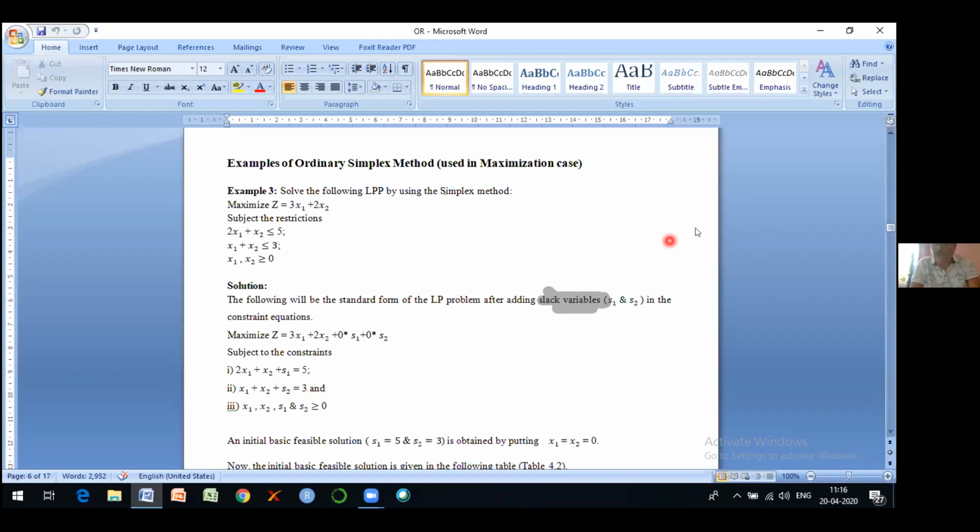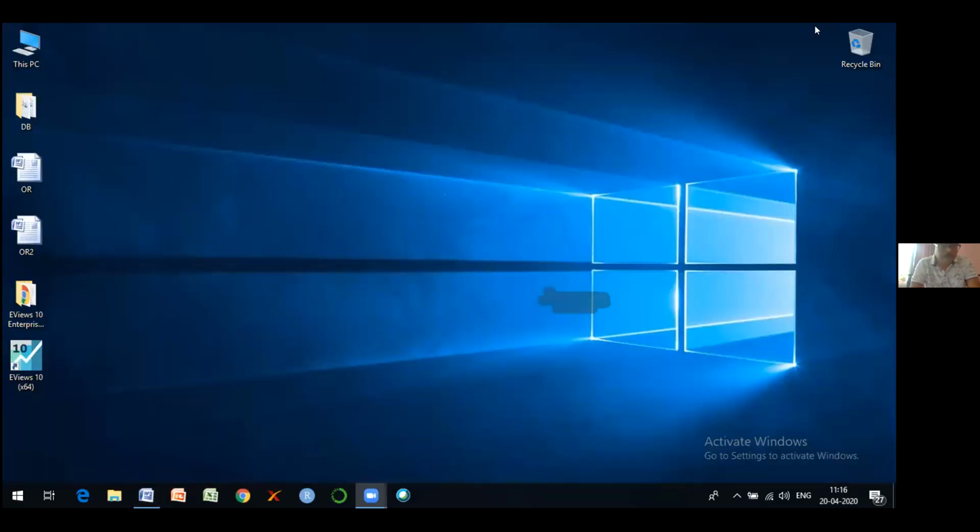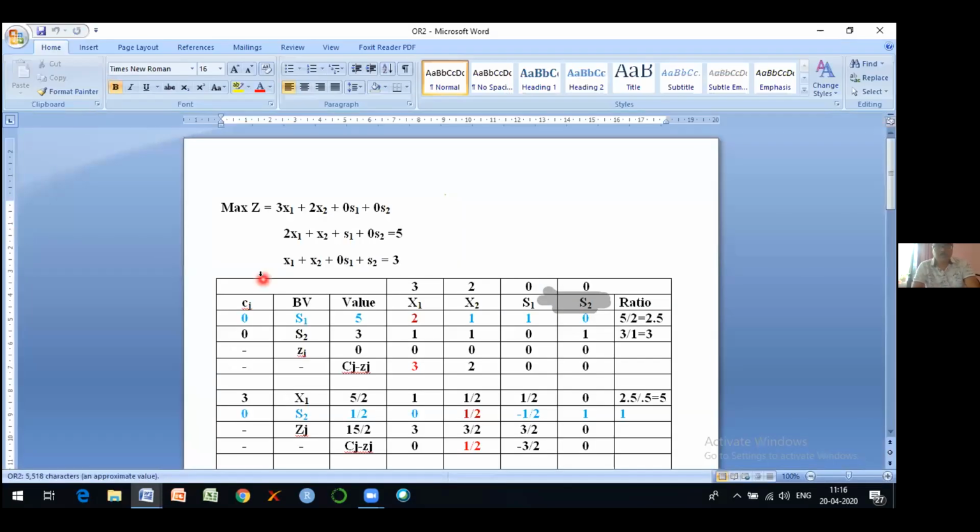Just go to the second note, then it will be clear to you. The second note, just a second. Sorry, second note, OR2. What have we written here?